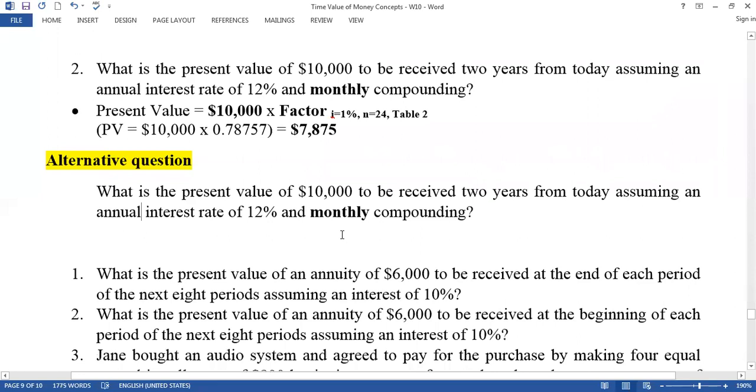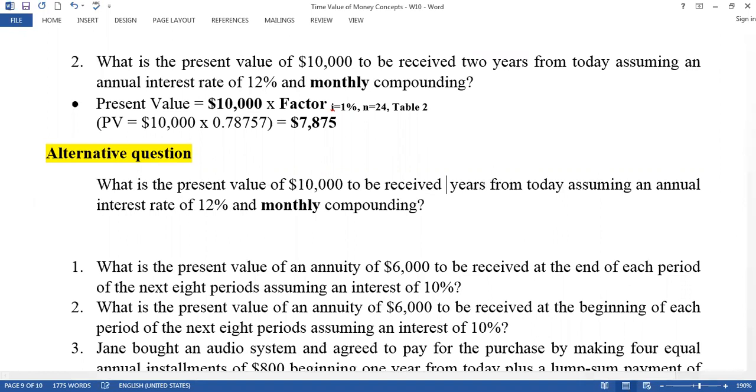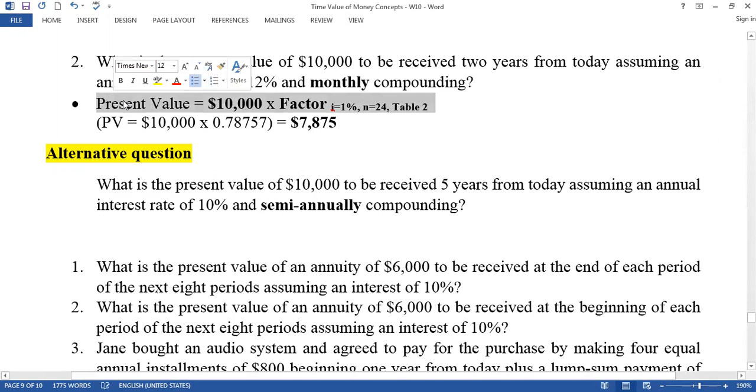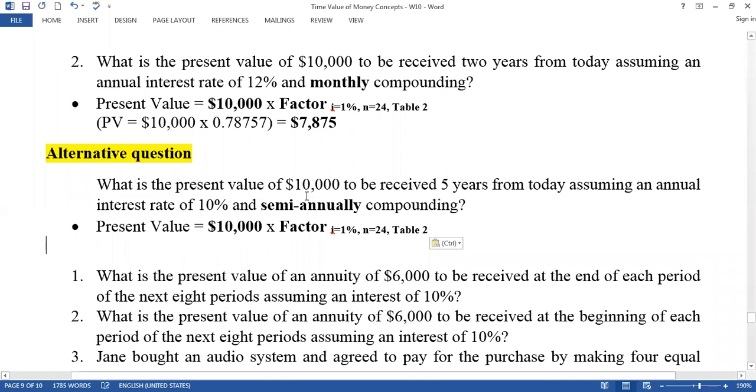Alternative question: what is the present value of $10,000 to be received maybe 5 years from today, assuming the annual interest rate is maybe 10% and it is semi-annually? Something like this. So what is the solution? The solution is here. $10,000 factor, I equal 5%, then n equal 10, and we have to use table 2. You understand?